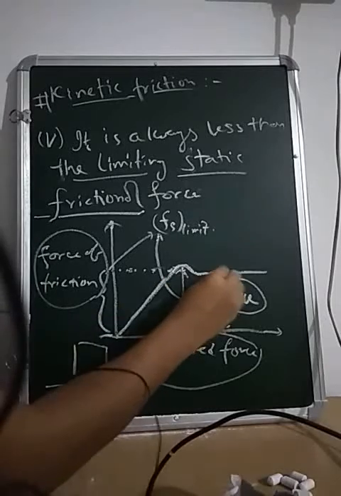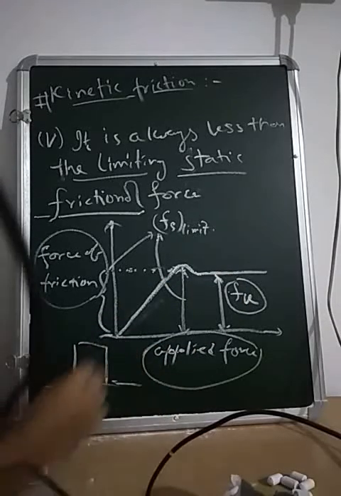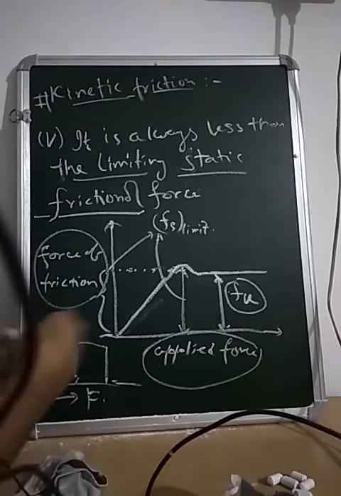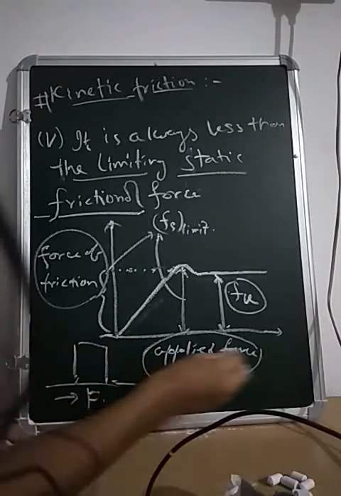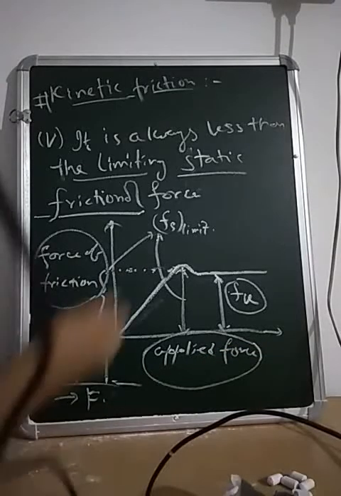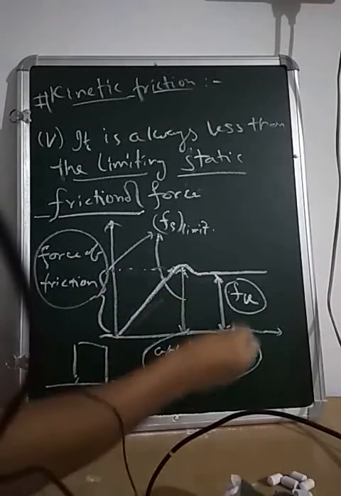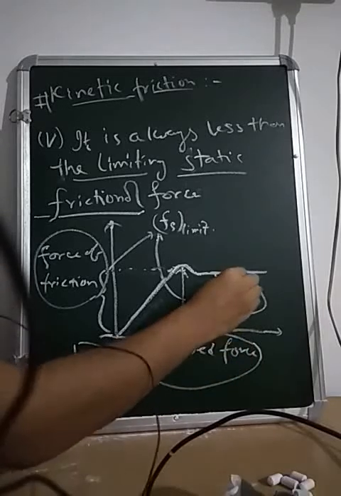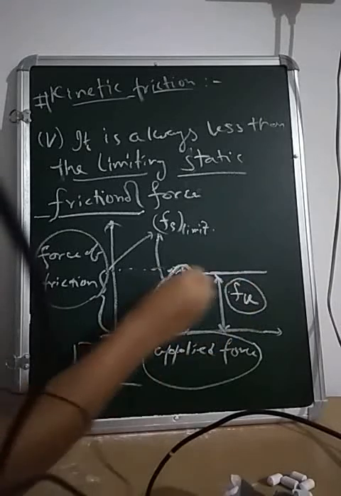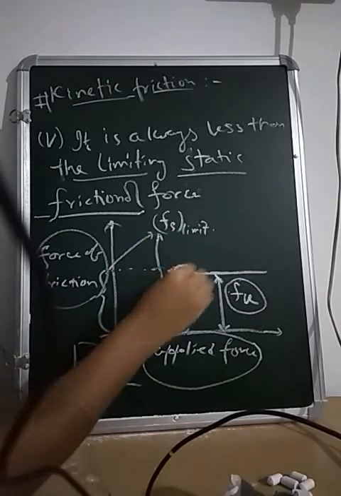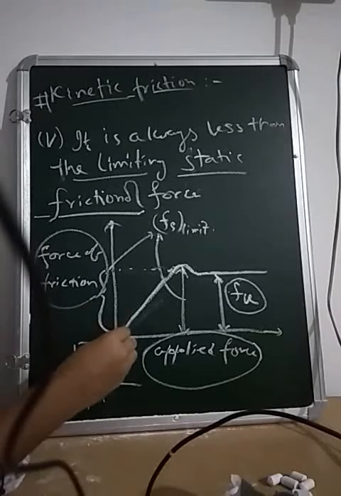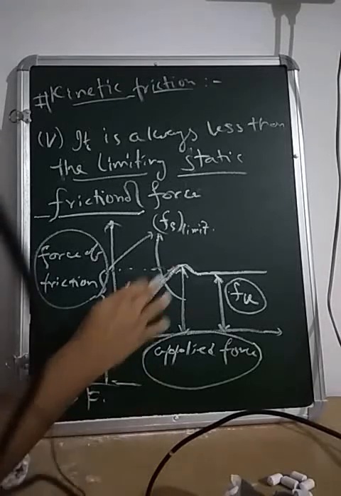it becomes constant. So this is the graph of force of friction versus the applied force. Here you can see that the value of kinetic frictional force is always less than the limiting value of static frictional force. This is how we represent the graph of force due to friction and applied force.